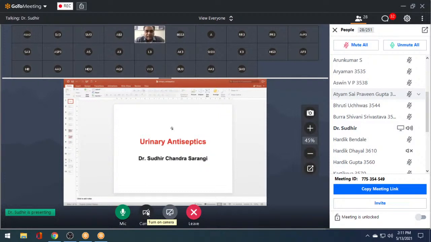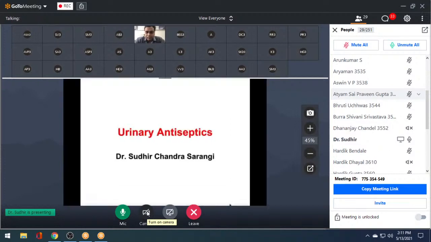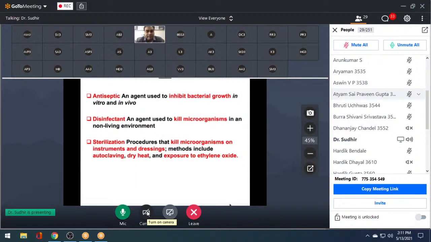So the initial thing to be used is what are called urinary antiseptics. Why are they called urinary antiseptics? Let's see the slides. An antiseptic is an agent used to inhibit bacterial growth in vitro or in vivo. There are three things: one is antiseptic, other is disinfectant, other is sterilizing agents. You have to know the difference between these three first. Nowadays, we are using sanitizers. Sanitizers are one type of antiseptics, because you are applying them over a living surface or on your skin. So antiseptics are used to inhibit bacterial growth, and these are applied on living surfaces.